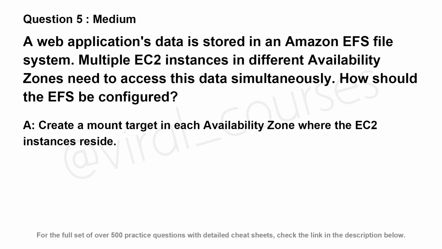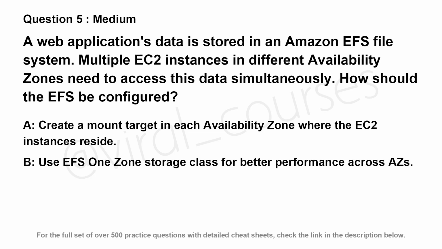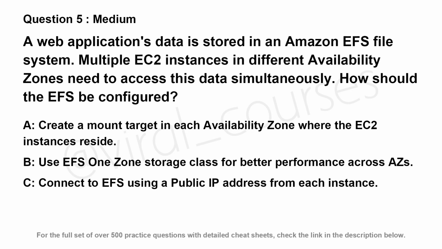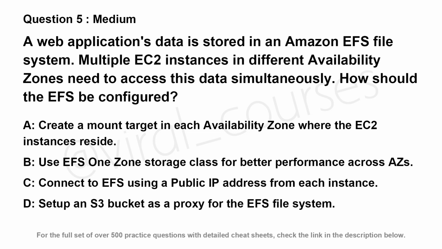Option A. Create a mount target in each availability zone where the EC2 instances reside. Option B. Use EFS One Zone storage class for better performance across AZs. Option C. Connect to EFS using a public IP address from each instance. Option D. Set up an S3 bucket as a proxy for the EFS file system.